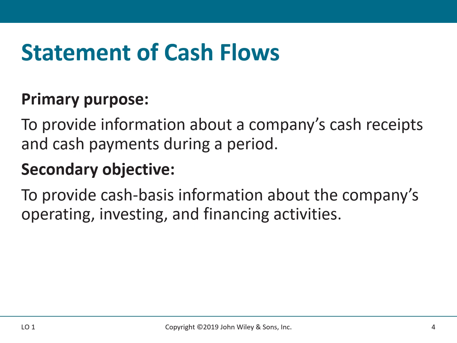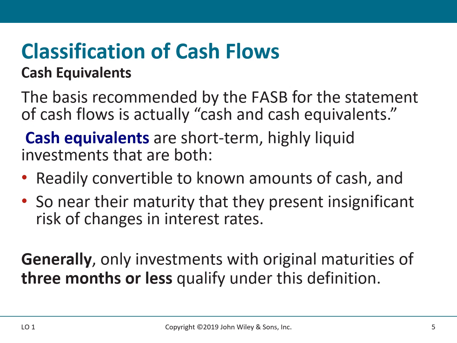So we have information about cash receipts and cash payments divided into operating, investing, and financing activities. Cash also includes cash equivalents. So the basis recommended by the FASB for the statement of cash flows is actually cash and cash equivalents. Cash equivalents are short-term, highly liquid investments that are readily convertible to known amounts of cash and so near their maturity that they represent insignificant risk of change in interest rates.